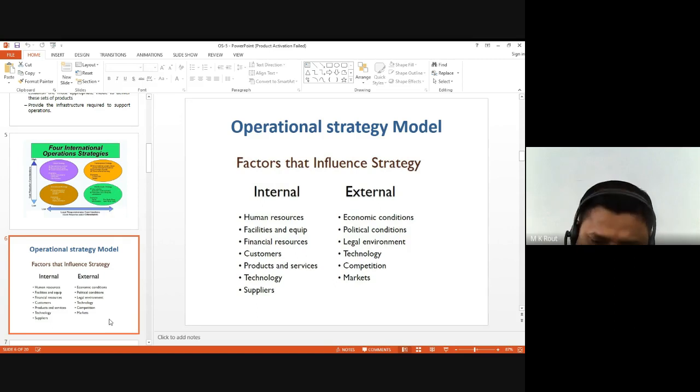Then next is legal environment. As you know, the government modifies or customizes taxes and rules and regulations in each financial year. Due to that, most of the companies face a higher amount of losses, especially with reference to your operational strategy. The next part is technology.